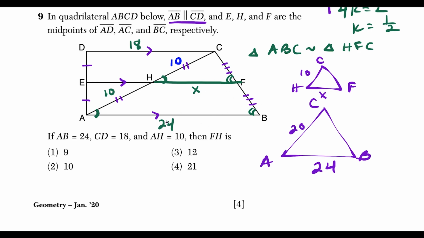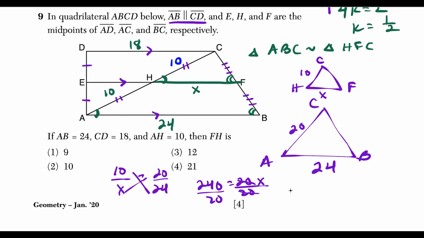Now we're just going to set up a proportion. So we have 10 over X, the left side to the bottom side, is equal to 20 over 24. There's a few ways we could go forward with this, but we'll just cross multiply. 10 times 24 is 240, and that equals 20x. So now we just divide by 20, and these will cancel, and x equals, the zeros go, and then 24 divided by 2 is 12. So x equals 12, our answer is going to be choice 3.